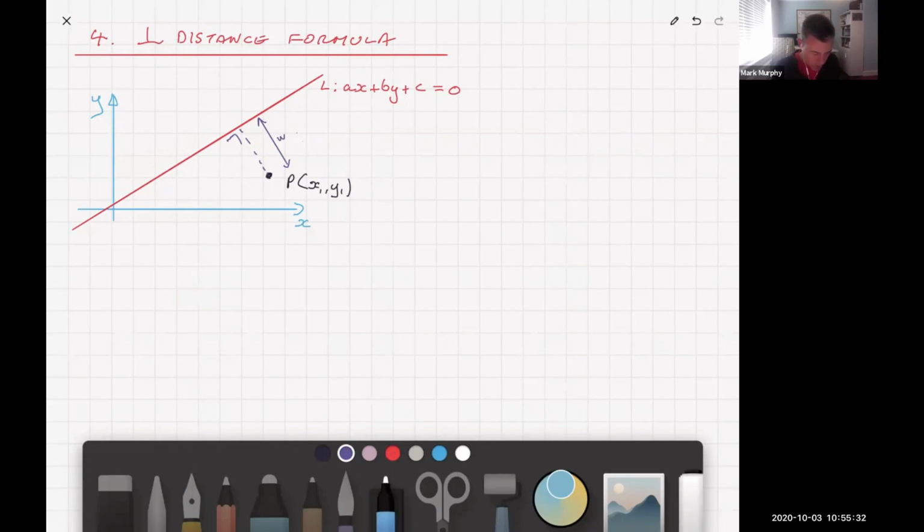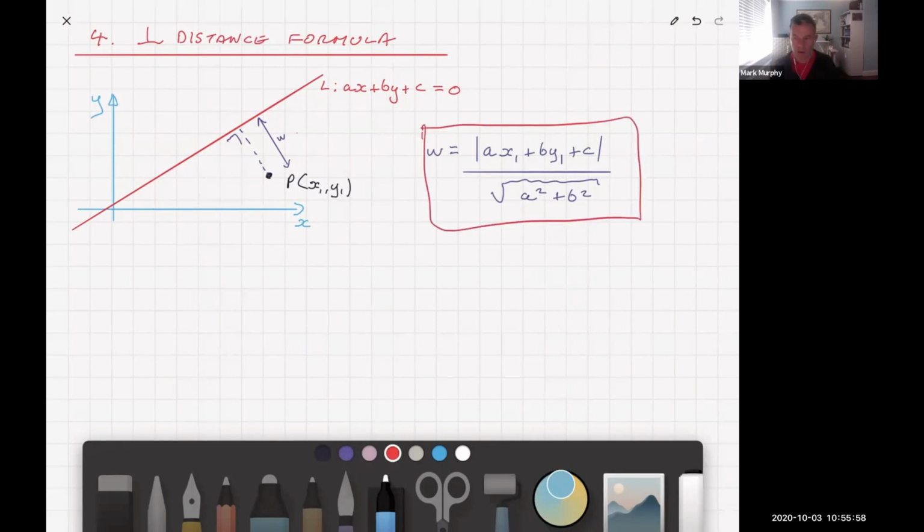So I'll just give you the formula. The formula is for W, that distance, is equal to A times x1 plus B times y1 plus C, all over the square root of A squared plus B squared. Let's put a box around that. Right, that's the distance formula.